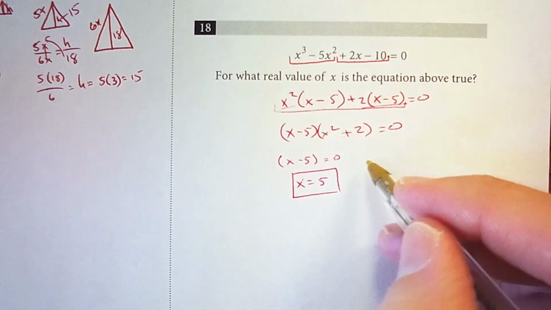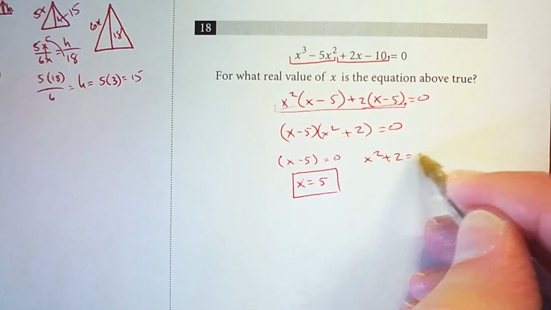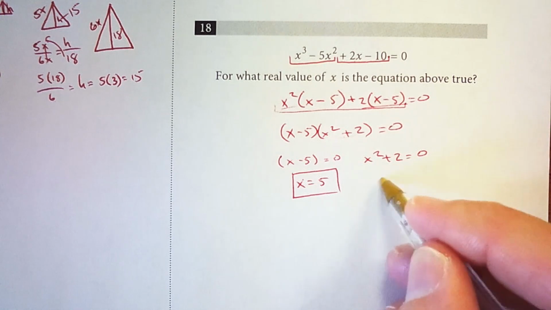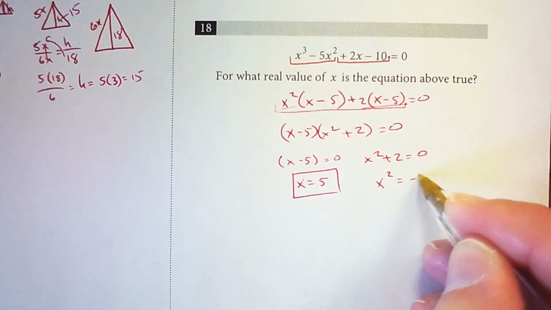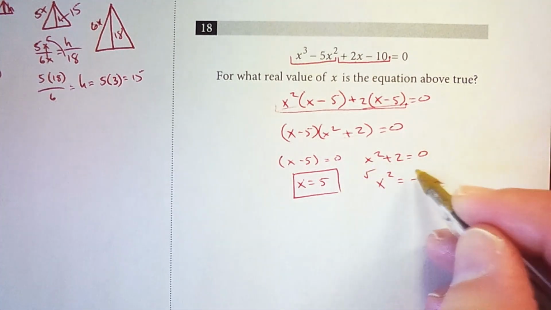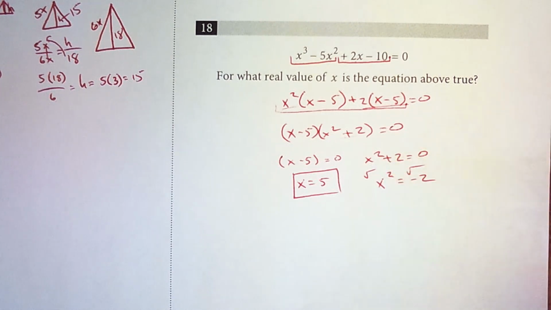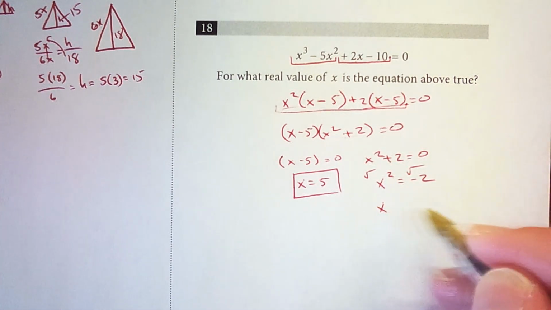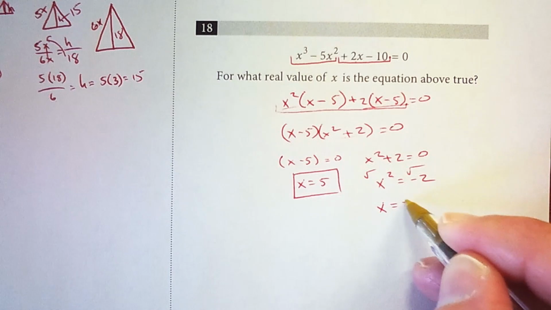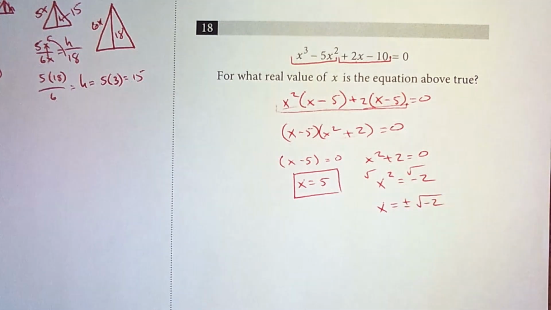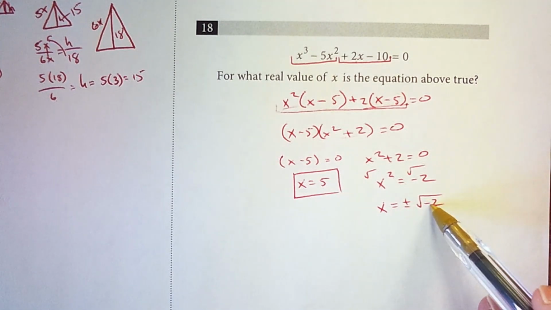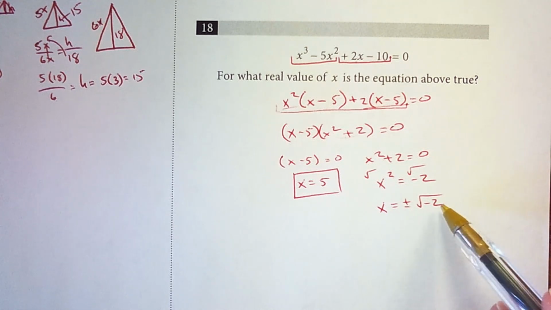If I take this second factor and set it equal to 0, I subtract 2 and I get x squared equals negative 2. And then I take a square root. Now because it's squared, I'm going to get 2 solutions. Those solutions are a positive and negative version, so it's plus or minus the square root of negative 2, and the square root of a negative number is imaginary.